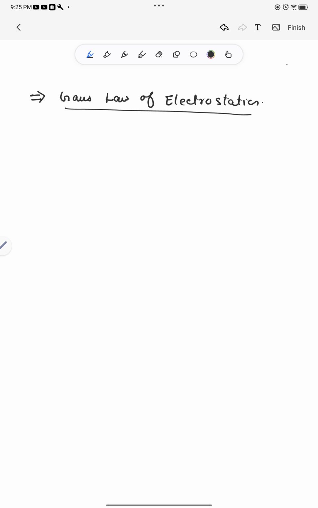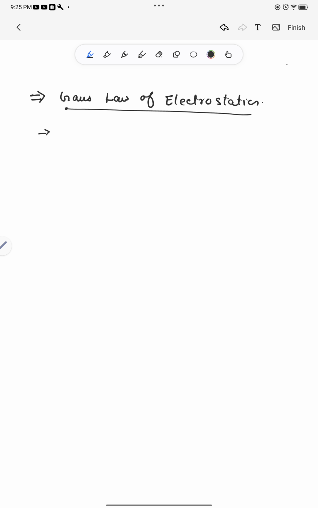Students, today I'm going to discuss a very important topic of class 12th, that is Gauss law of electrostatics. As from the topic, we can easily understand that this topic is from the first chapter of class 12th, that is electrostatics. Okay, what does the Gauss law of electrostatics tell?